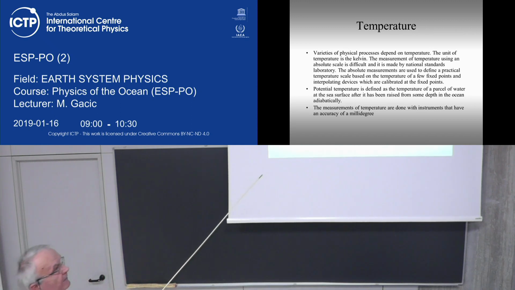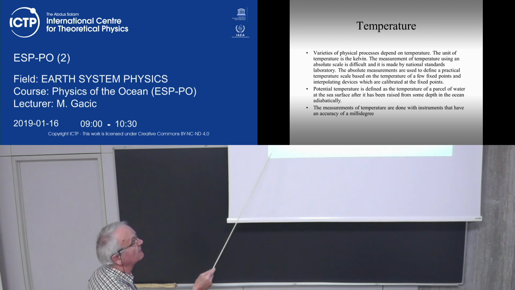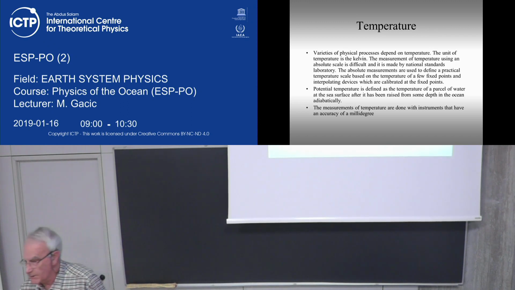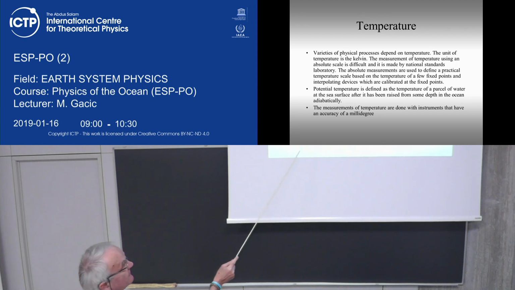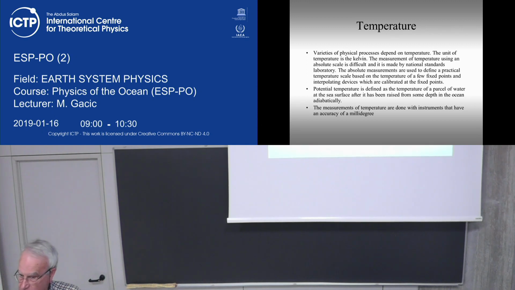Then in the ocean, we are using a lot of potential temperature. Potential temperature is defined as the temperature of a parcel of water at the sea surface after it has been raised adiabatically from a certain depth to the sea surface.